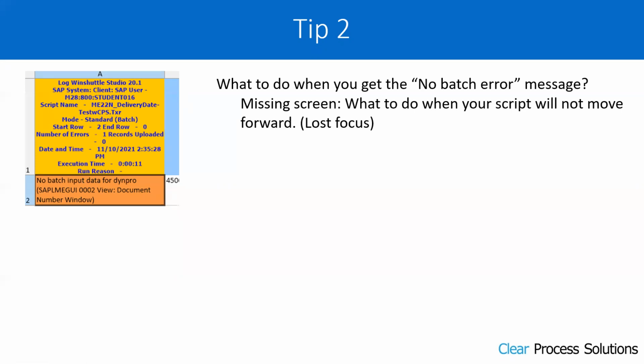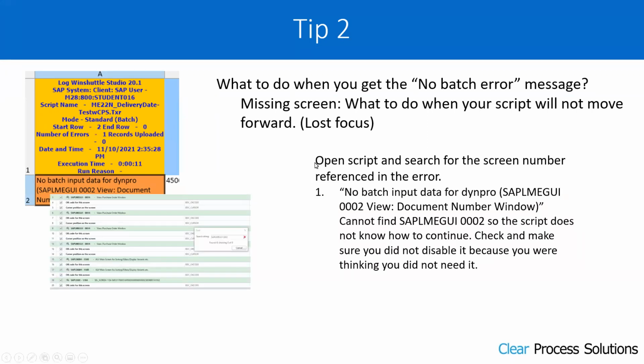Now, the pieces of this error message that are important for you to take a look at is what screen is it looking for that you may not have in your script. So the good thing to do is to open up your script, to search for that screen number that's referenced in your error, and see if you can locate it. So if you'll see here down here in my lower screen, I go looking for screen 002 view: document number window, and it doesn't exist.